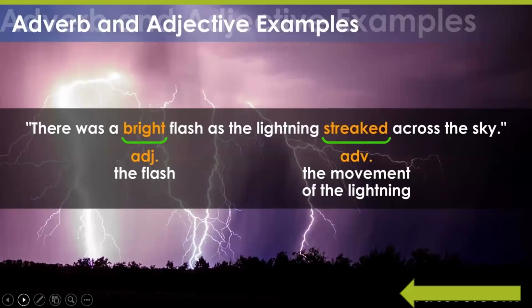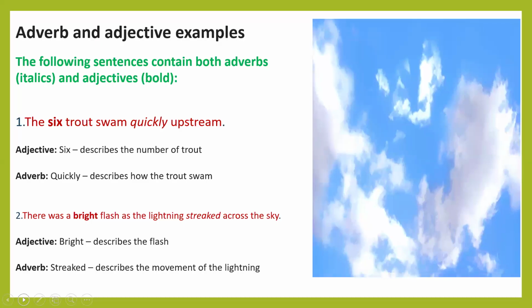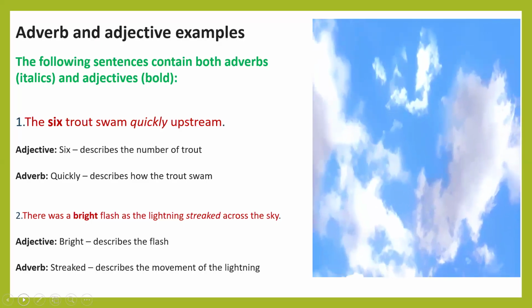An example of adverbs and adjectives: there was a bright flash as the lightning streaked across the sky. Flash is a noun, and bright describes the flash, so bright is an adjective. Streaked is the verb, describing the movement of the lightning across the sky, and it is modified with the help of an adverb.